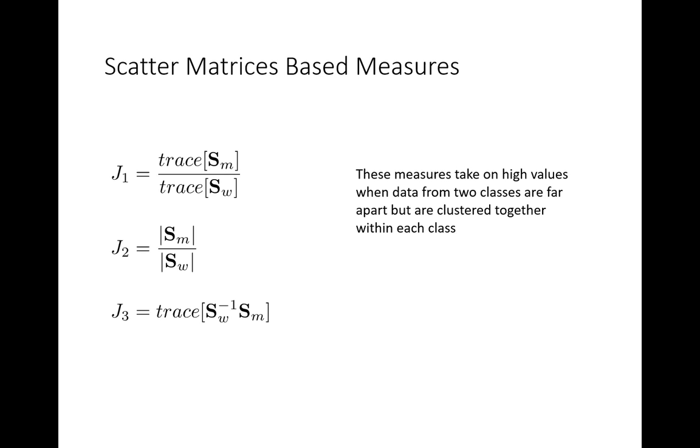These measures take on high values when data from two classes are far away and can be separated easily. If they don't take high values, it means there is a lot of overlap in the data from the two classes. So one can look at these numbers and get an idea whether a given subset of features is likely to give you good results or not.